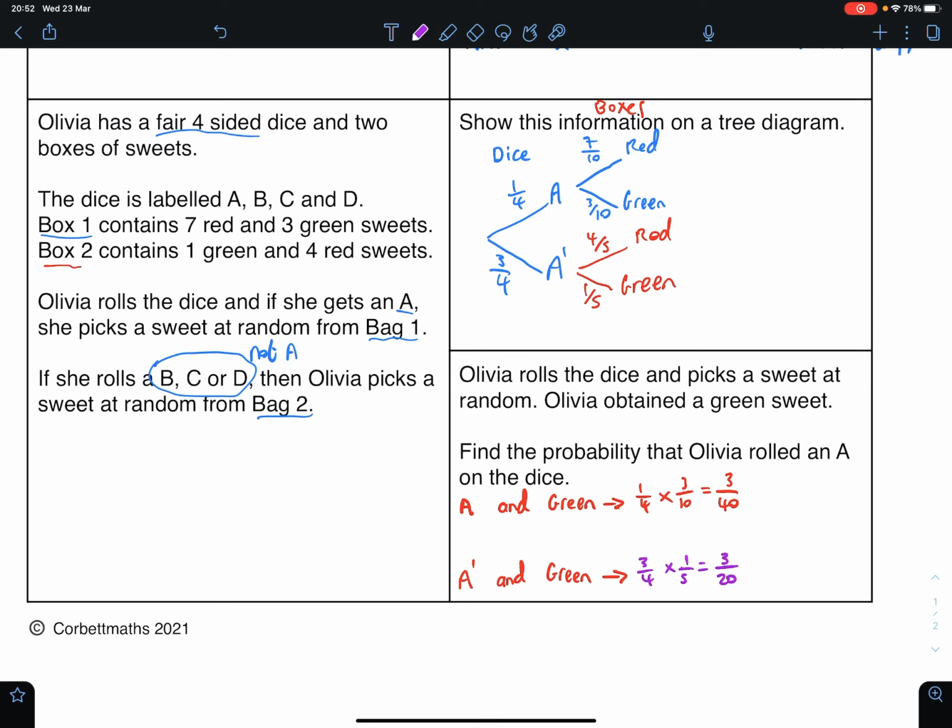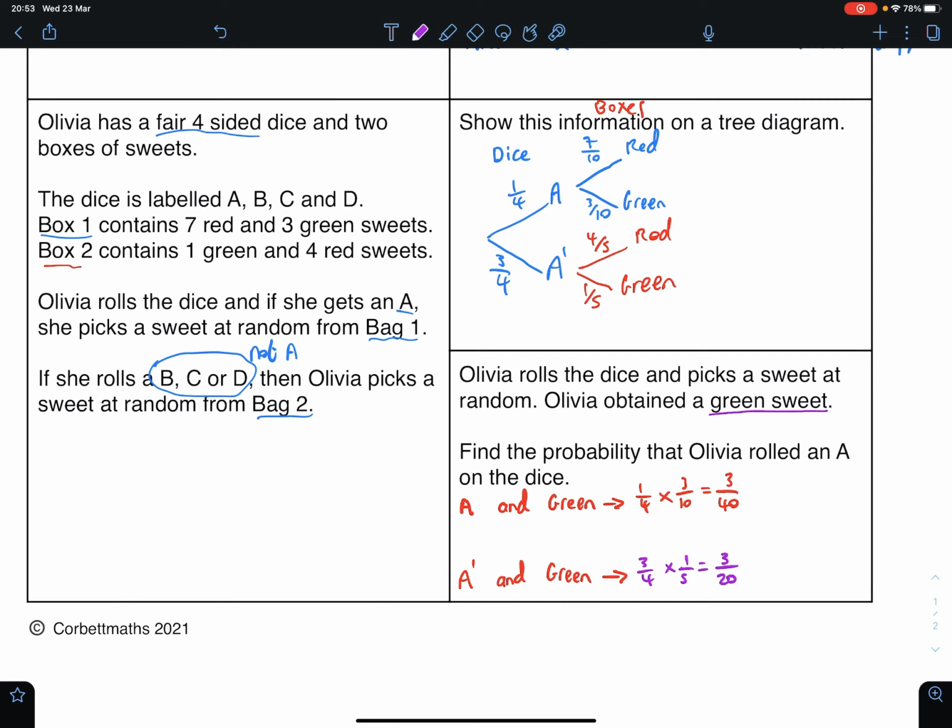Okay. Now, because we know that a green sweet is obtained, what we can do is basically say that it's out of the probability of getting a green sweet in general. Okay? We're going to consider this out of the probability of getting a green sweet because it's a situation where we're given that it's a green sweet. So your green sweet is now like your total, as it were. So actually, we did need to work this out.